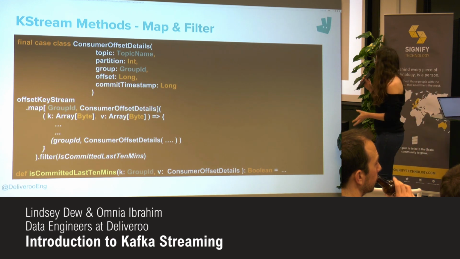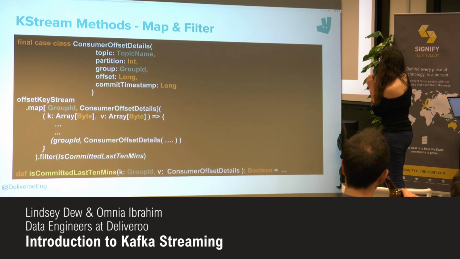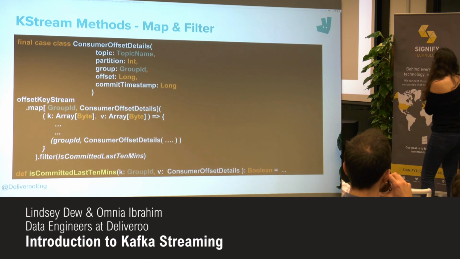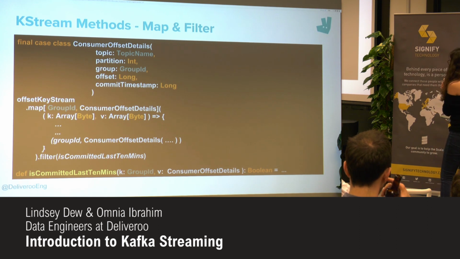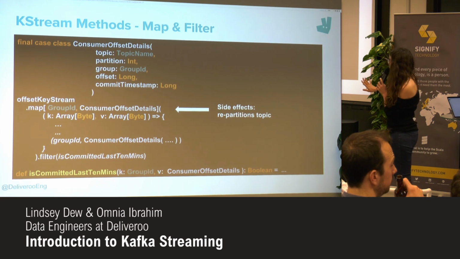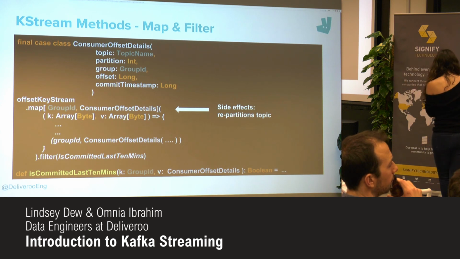Taking the offset stream, we do a map on our binary data. We have binary for both the key and the value, and then we can pull out the group ID and produce our own Scala model, which is the offset details. Finally, we filter on whether it was committed in the last 10 minutes, because we only really care about recent data for our use case. Just a note: the map here, because we're mapping over the key to use for a join later, is actually going to cause the Kafka cluster to create a repartition topic. We'll come back to that later.